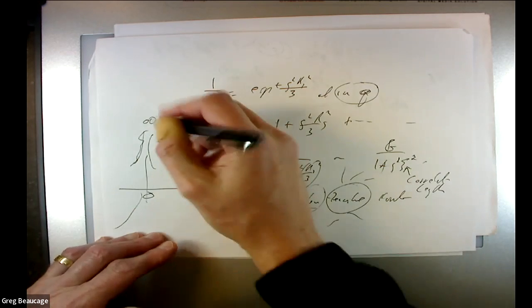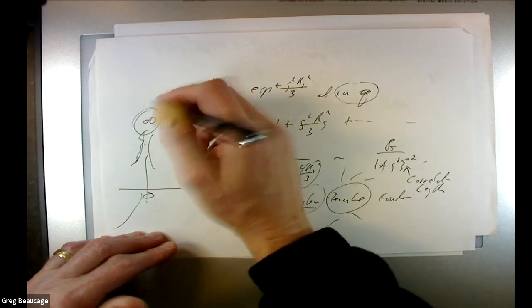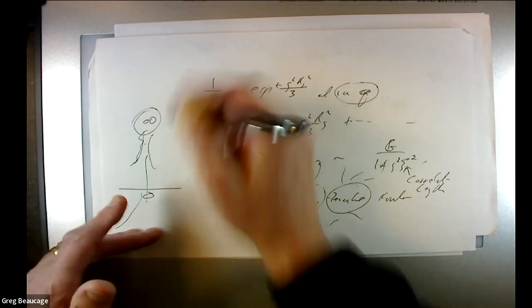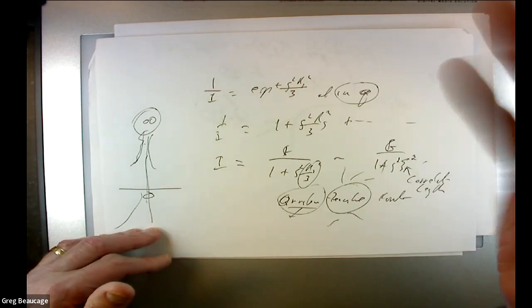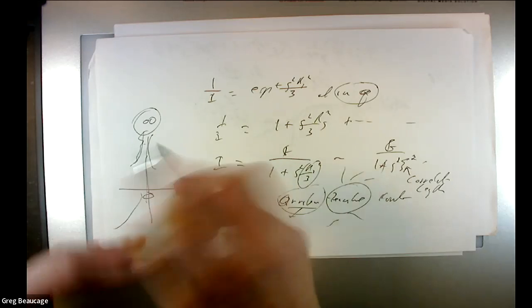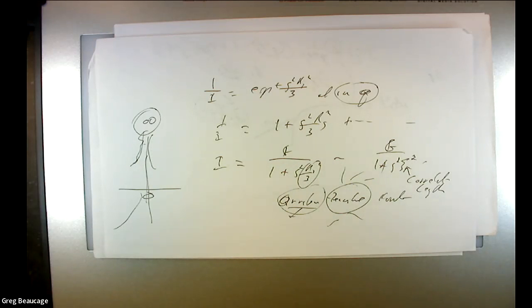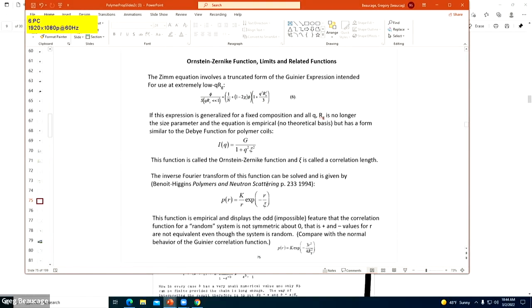The fact that it goes to infinity at 0 means it's not possible. The fact that it's not symmetric about 0, for a symmetric object, which a polymer coil would be in space, means it's not possible either. Which means the function itself is kind of nutty. This is going into the realm of an impossible correlation function, which probably means an impossible scattering function too.